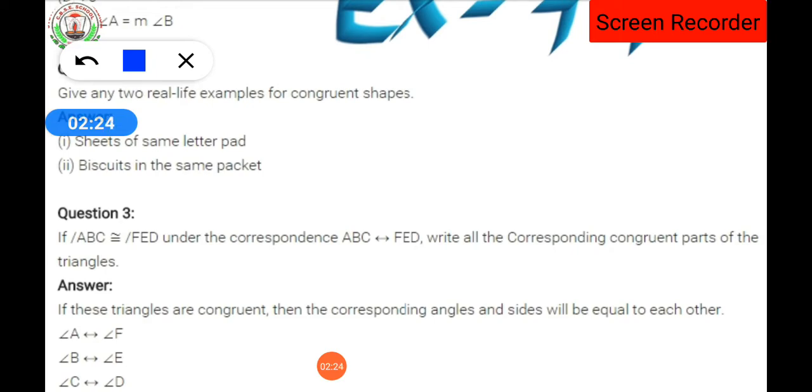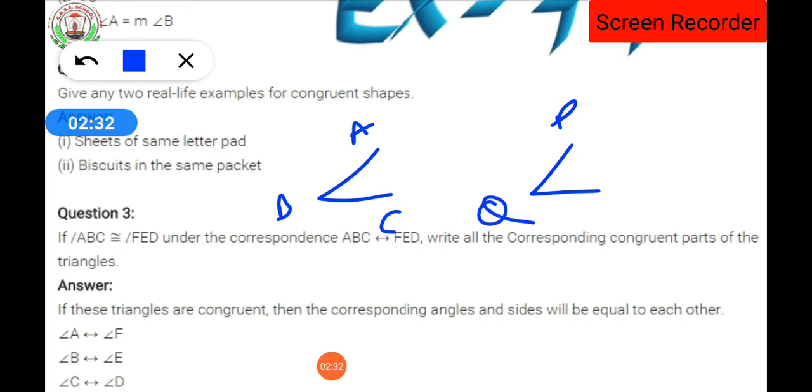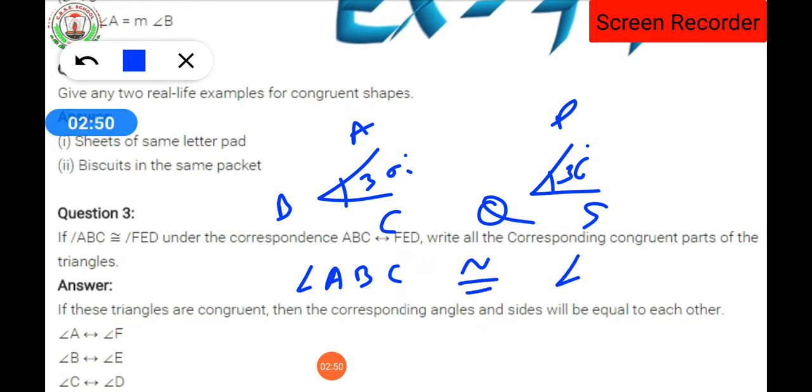So when are two lines congruent, and when are two angles congruent? Two angles आपस में congruent कब होते हैं? When they are congruent to each other. They are congruent to each other when their angles are the same. If this is 36 degrees, this is also 36 degrees, we can say that angle ABC is congruent, this is the notation, to angle PQS. Clear? As both angles are 36.